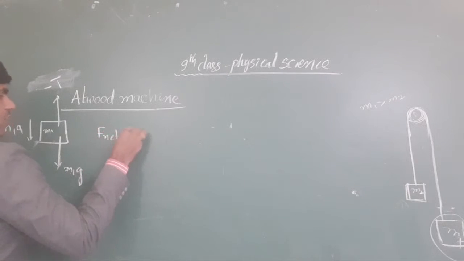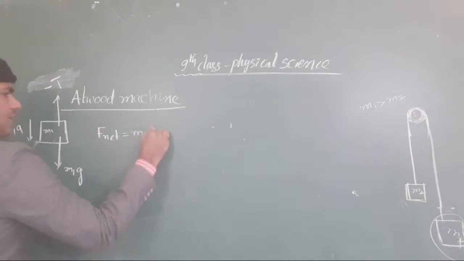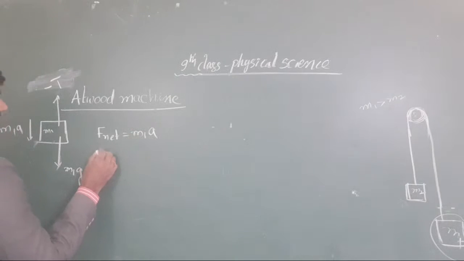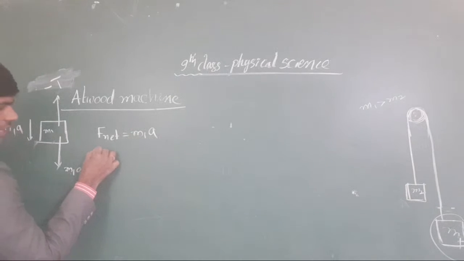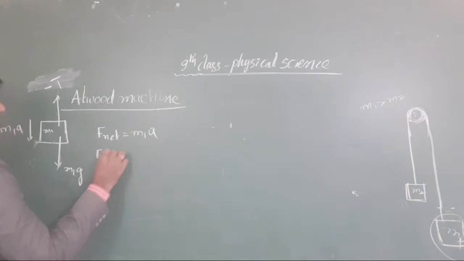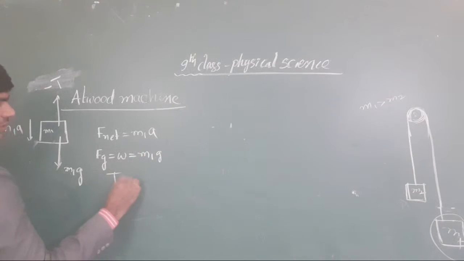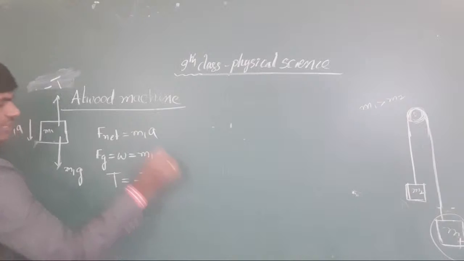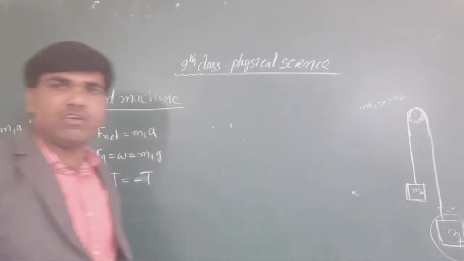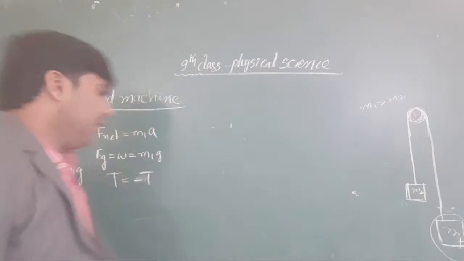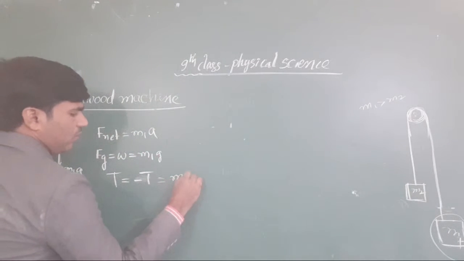Here F net is equal to M1 a, and the gravitational force, taken as Fg, or otherwise the weight, is M1 g, and the next one is the tensile force, which is taken as minus T. T is equal to mg only. Simply here, T is equal to mg.